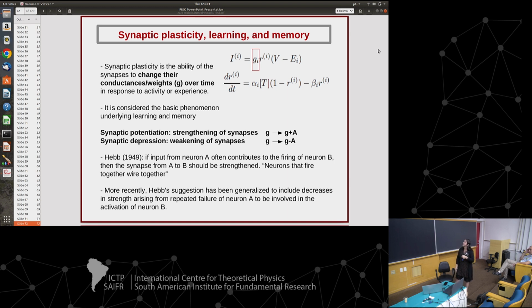More recently, it has also been suggested the opposite. So if there is a failure, where neuron A fires, but neuron B, for some reason, for inhibition or because they are not connected, does not fire when neuron A fires. So if this repeatedly happens, the synapses between A and B will decrease in value. In the beginning it was an idea, a hypothesis, but there are a lot of experiments showing the way it can happen.